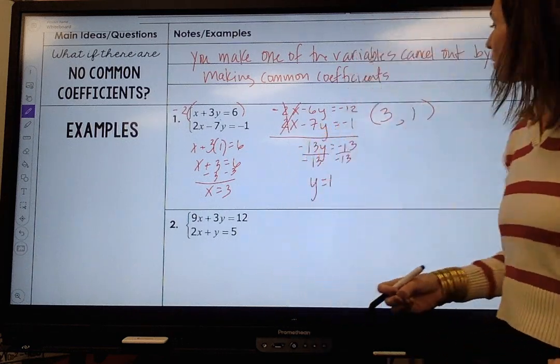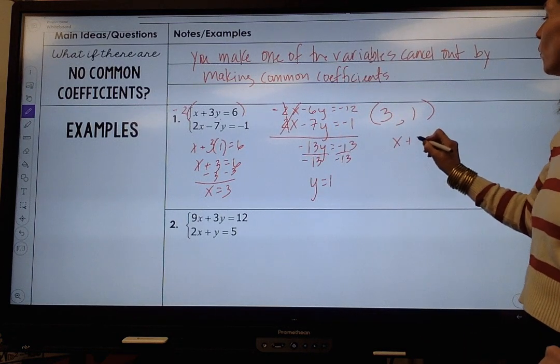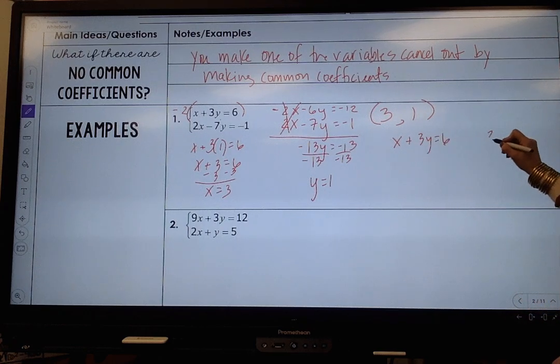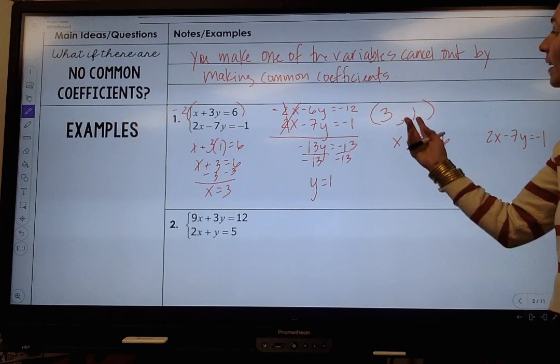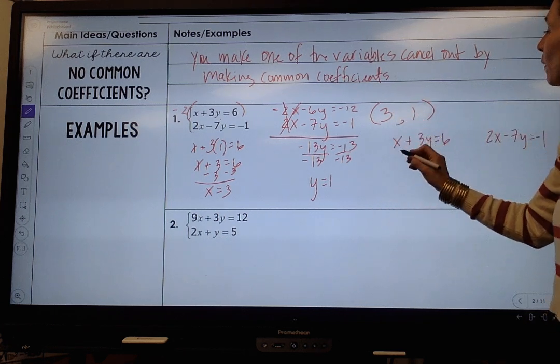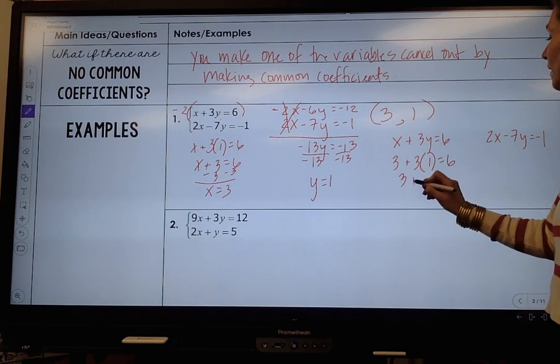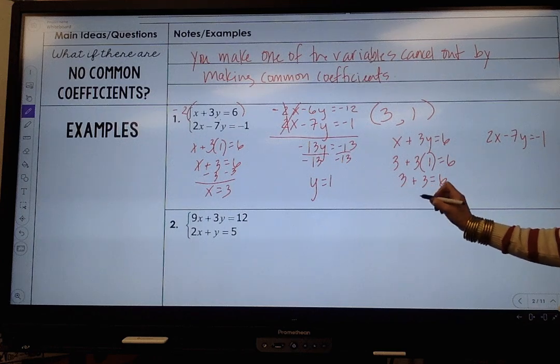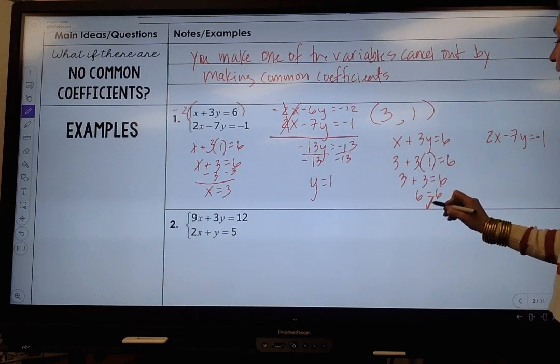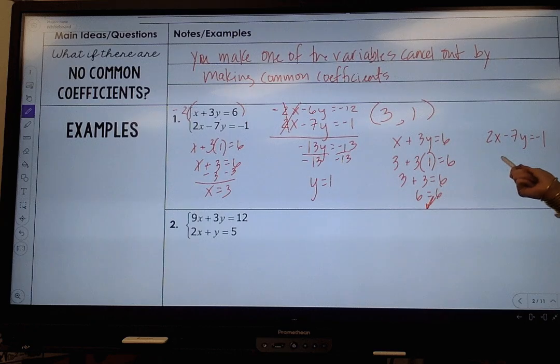Check your answer. So how do we check your answer? You rewrite both original equations, 2x minus 7y equals negative 1, and now you plug in this point and see, does it make a true statement? If I plug in 3 for x, if I plug in 1 for y, does it create an equation that's true? 3 plus 3 is 6, 6 equals 6. That one checks out. Now I need to check my other equation. If I plug in a 3 for x, if I plug in a 1 for y, does that create an equal equation? Negative 1 equals negative 1.